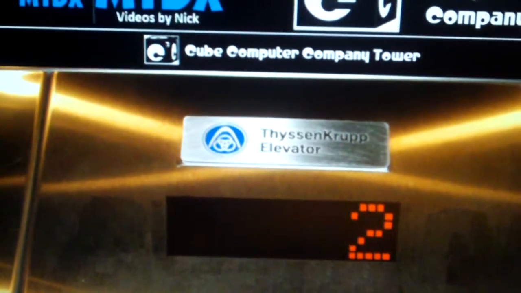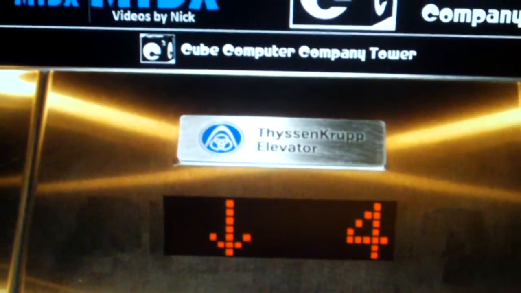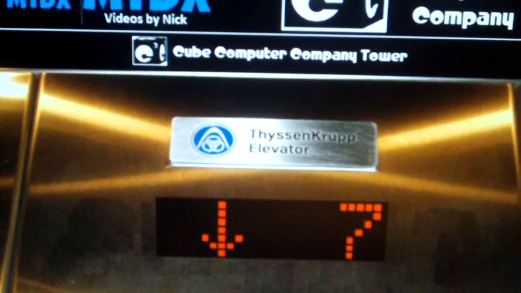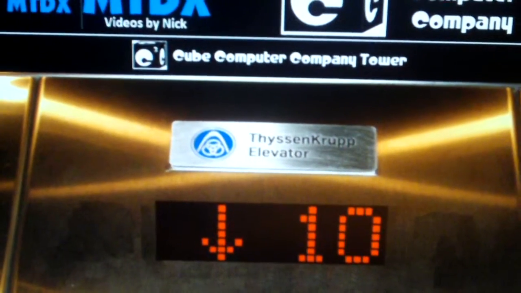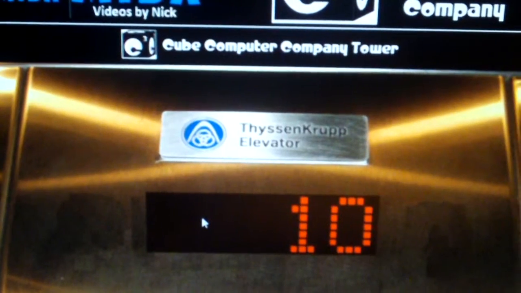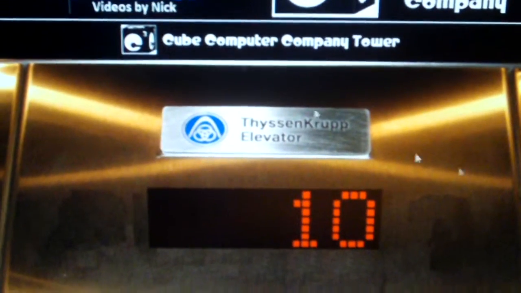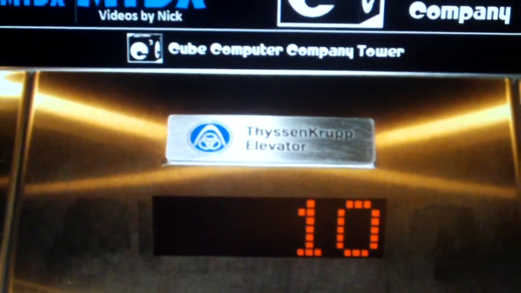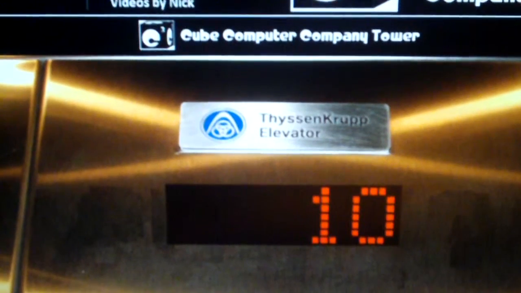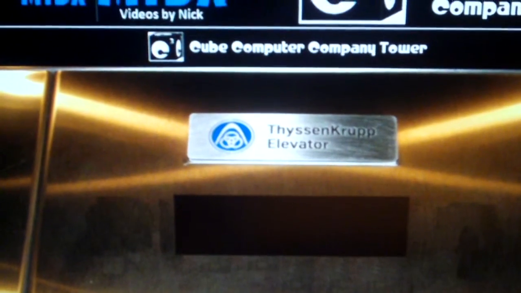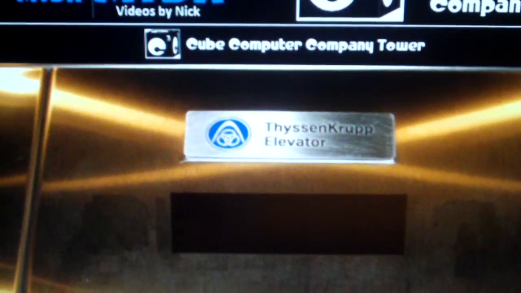There's ground, 2, 3, 4, 5, 6, 7, 8, 9, 10. And there's with the arrow, when the arrow goes out. Well, actually I'm going backwards because the elevator is going down from the 10th floor to the lobby. So that's how I did the animations in regards to that.